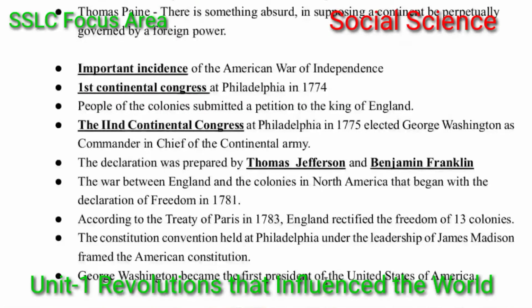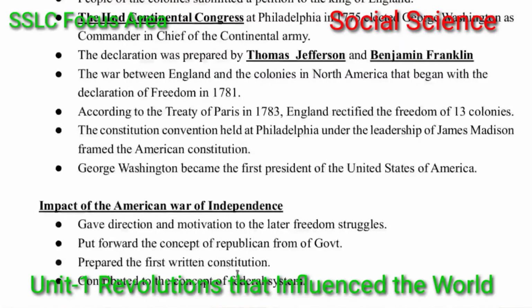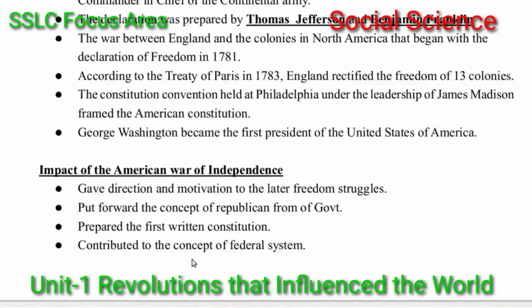These are the main points: First Continental Congress, Second Continental Congress, Declaration of Freedom in 1781, and the Treaty of 1783. Then, impact of the American War of Independence.